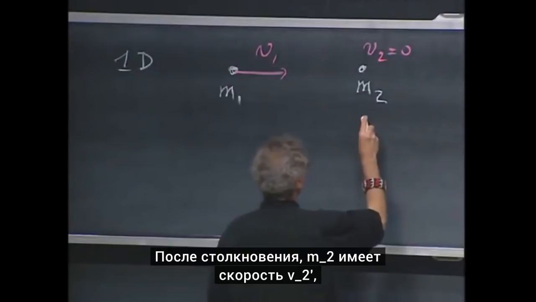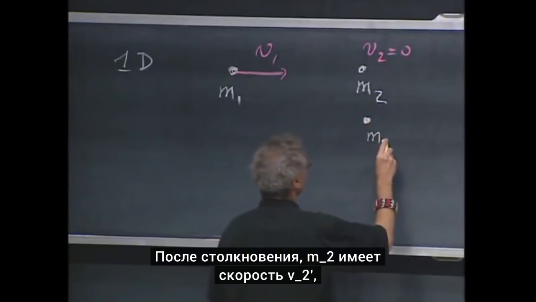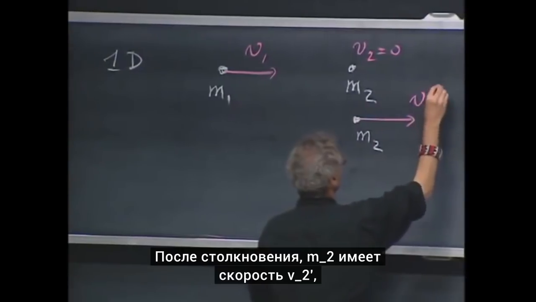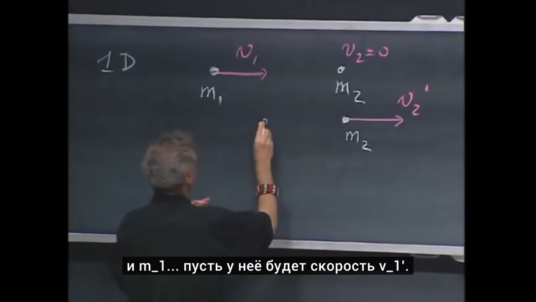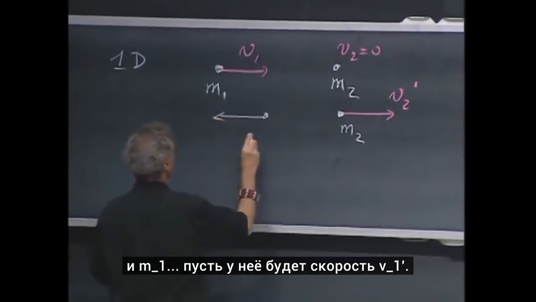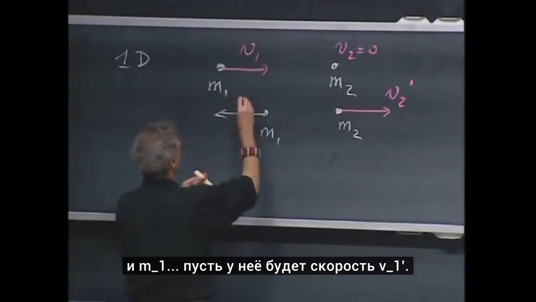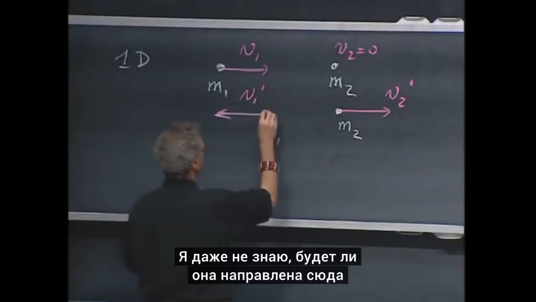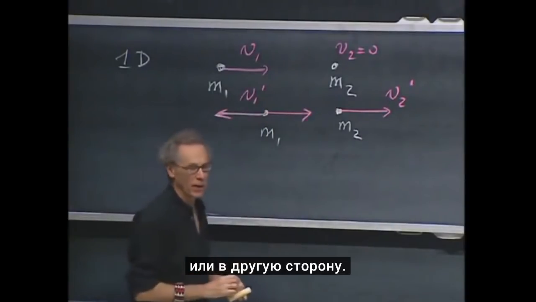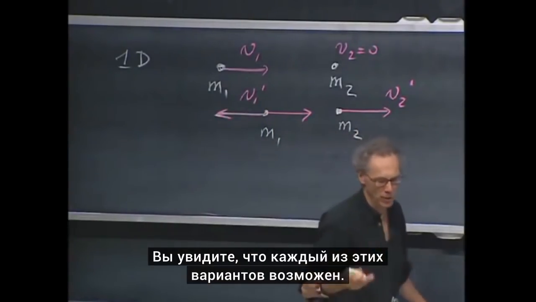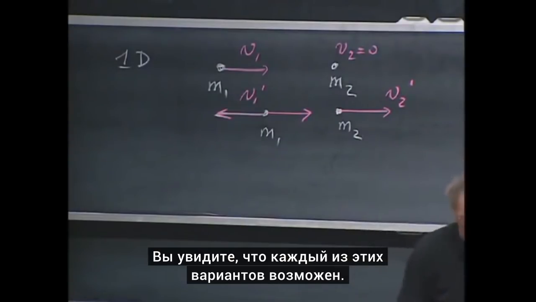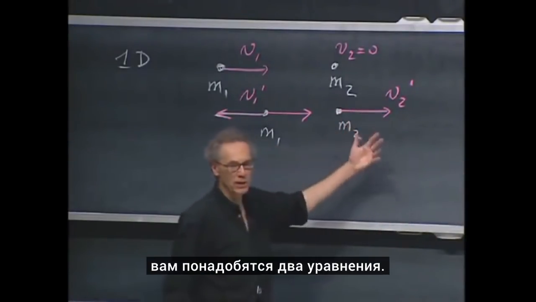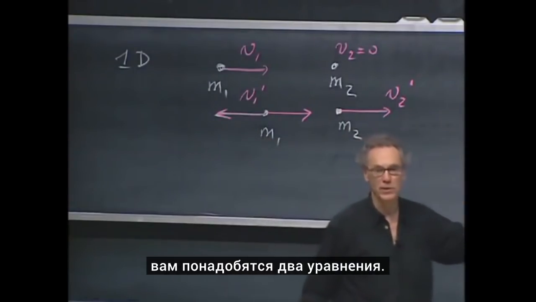After the collision, M2 has a velocity V2 prime, and M1, let it have a velocity V1 prime. I don't even know whether it's in this direction or whether it is in that direction. You will see that either one is possible. To find V1 prime and to find V2 prime, it's clear that you now need two equations.